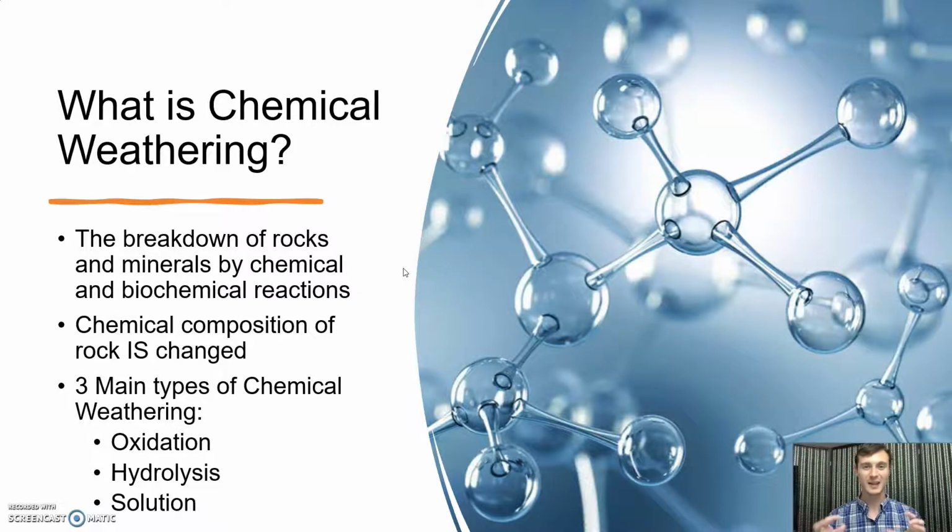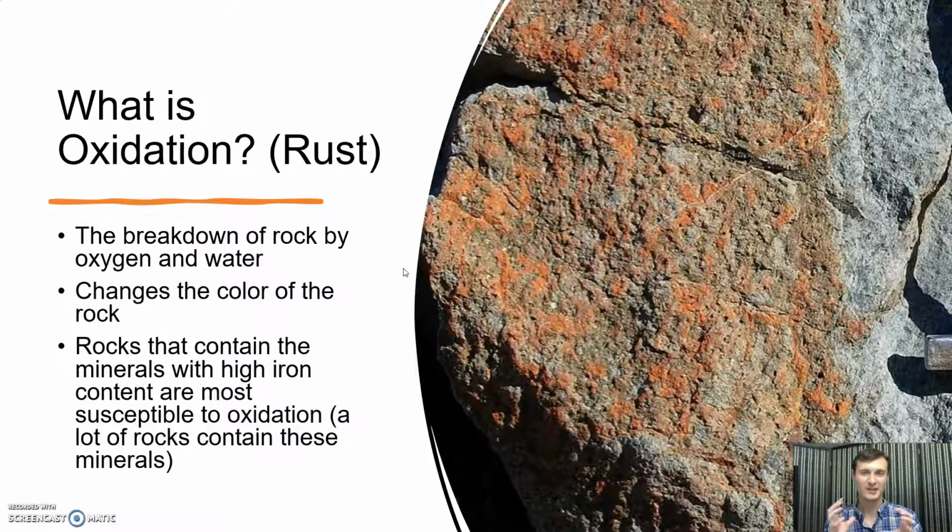Here, we're actually chemically reacting with the rock, chemically changing what the rock is made out of as part of the process of breaking it down. And we're going to talk about three main types here: oxidation, hydrolysis, and solution. So our first process is oxidation.